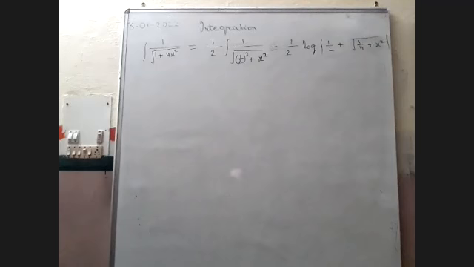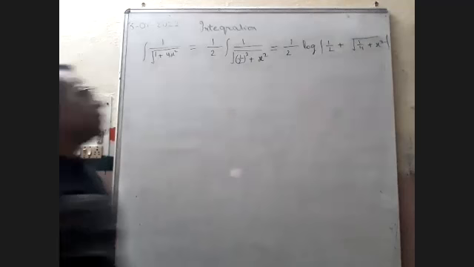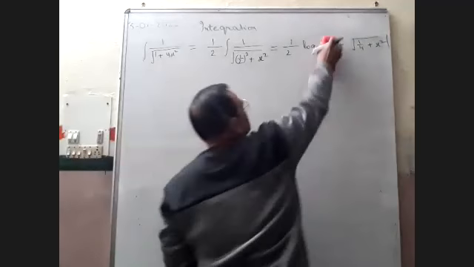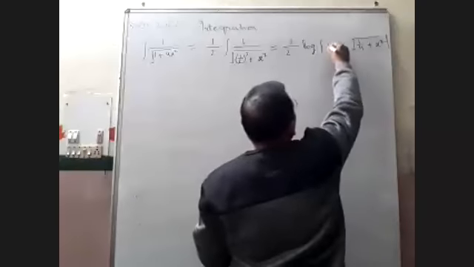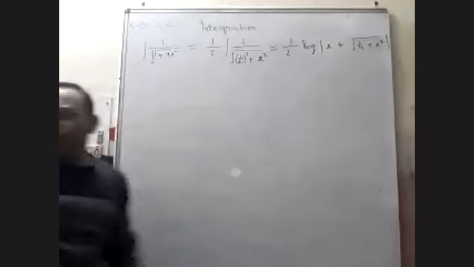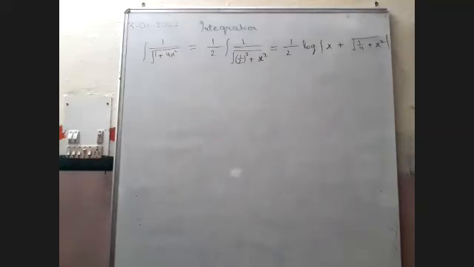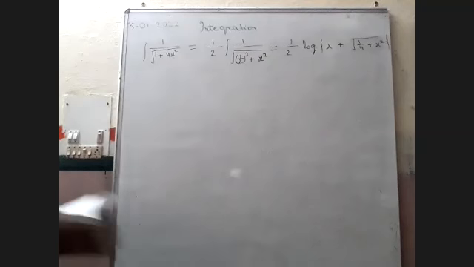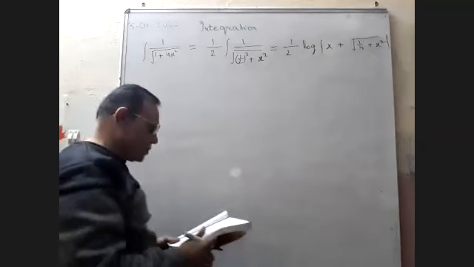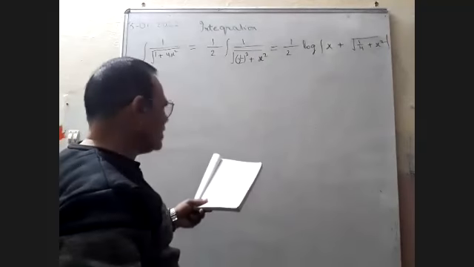Sorry, in place of a we have x. Here we have x plus under root a square plus x square. Okay. So in this way you can solve this type of question, but you have to first make it in standard form. The third question is directly written in the standard form.